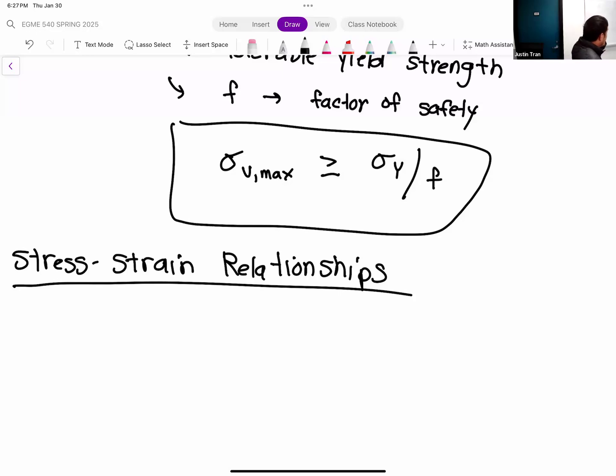Okay, so we spent the majority of today talking about stress, right? And stress is one of the most important quantities in a structural FEA. Within any given material, stress is very closely related to another quantity called strain. Okay? So let's define strain really quickly.